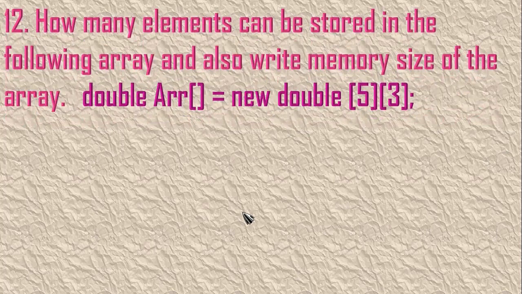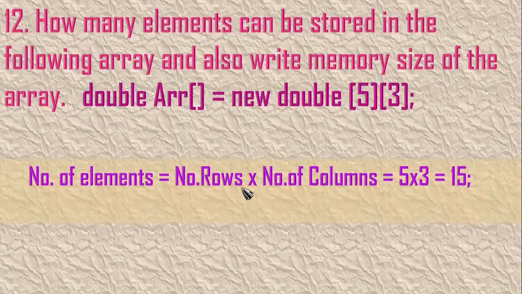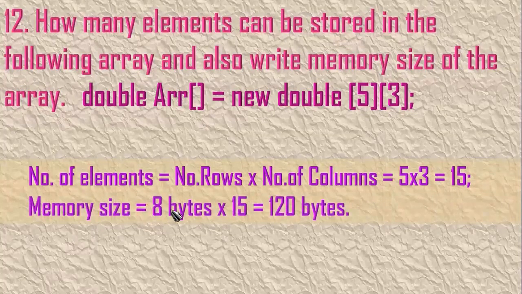Next question: how many elements can be stored in the following array, and also write the memory size of the array. A double dimensional array is given. Here we know 5 rows and 3 columns are there. When we multiply these two, we get the number of elements. So number of elements is 5 into 3, that is 15. Double type has 8 bytes as its memory size. If we multiply that by the total number of elements, we get the memory size of the array. So 8 bytes into 15 is equal to 120 bytes will be the size of the array given.